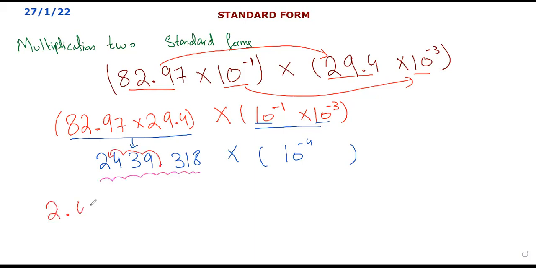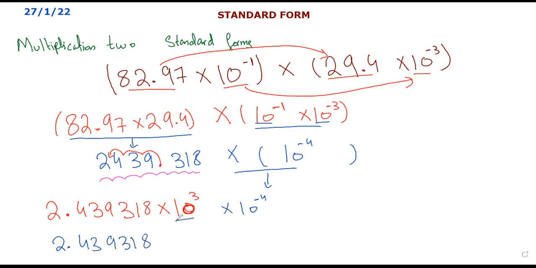What do we get? 2.439318 multiplied by 10 to the power 3, because we are moving 3 units to the left, so we get a positive power. And this is going to come as it is, multiplied by 10 to the power minus 4. And we are almost done. We'll write this down, and again the bases are the same, so we get 10 to the power minus 1. Very good. This is the answer. Any questions, Turhan, Saneem, Amir? No, ma'am. Okay, perfect.